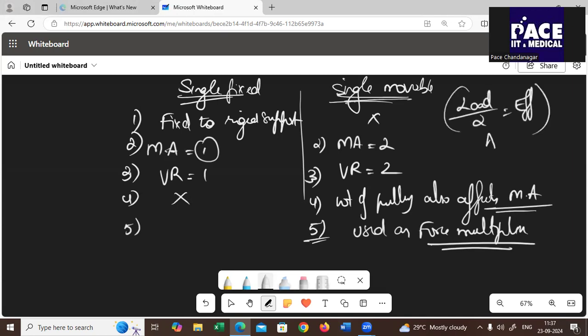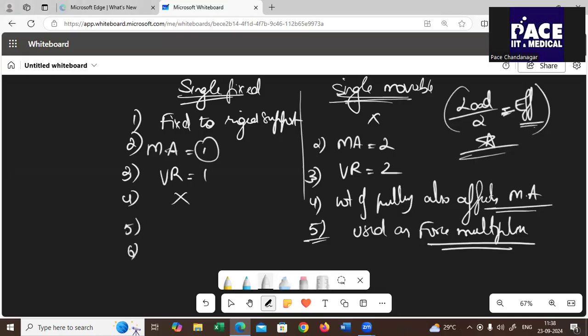That's what we got in a single movable pulley, which means that it is acting as a force multiplier there. You are actually using only half of the load. Say 100 newtons is the load to be lifted. In the single fixed pulley, you have to use 100 newton force to lift it. But here you can use only 50 newton effort to pull a load of 100 newtons. So therefore, here it is used as a force multiplier.